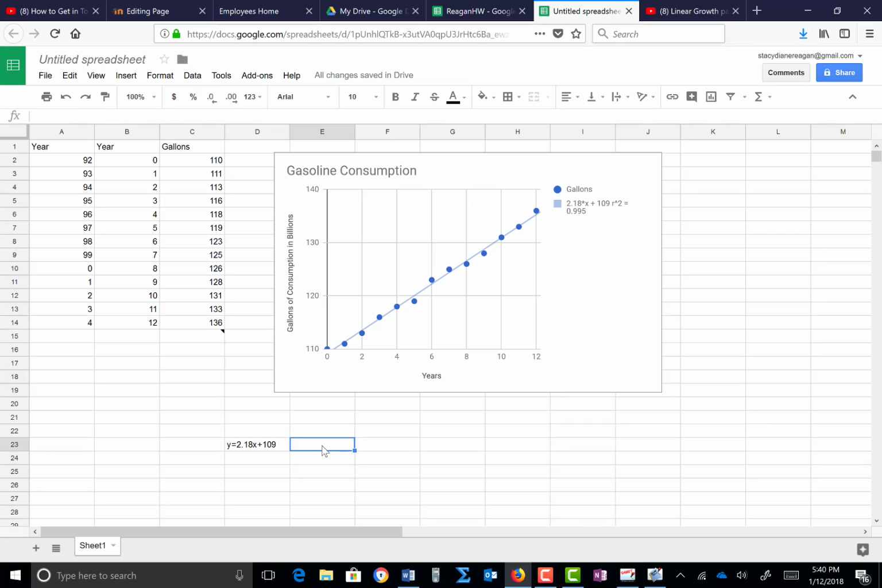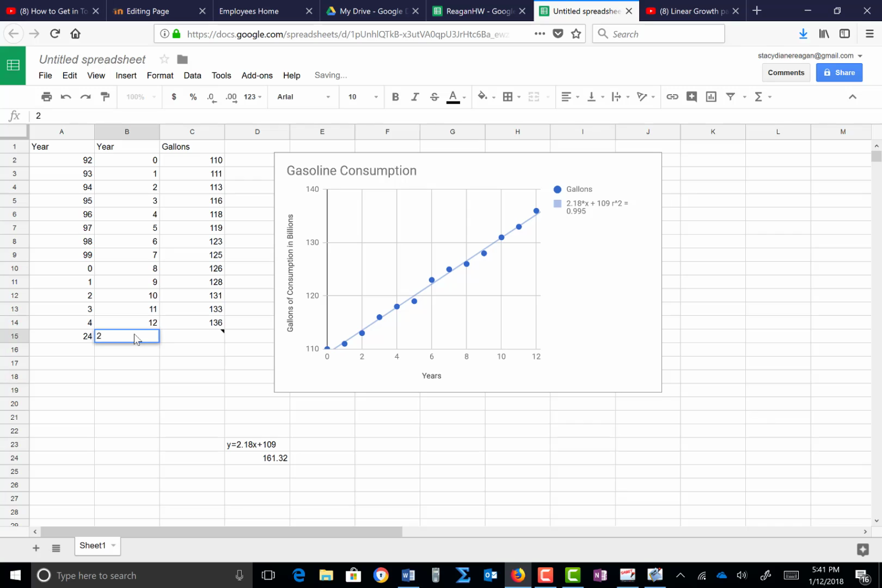And we, remember, want to make a prediction for the year 2016. So let's see. 2016, I believe we said that was year 24. So we'll call it year 24 anyway for this prediction. And we'll say equals 2.18 times 24 plus 109. And that's going to give me 161.32.